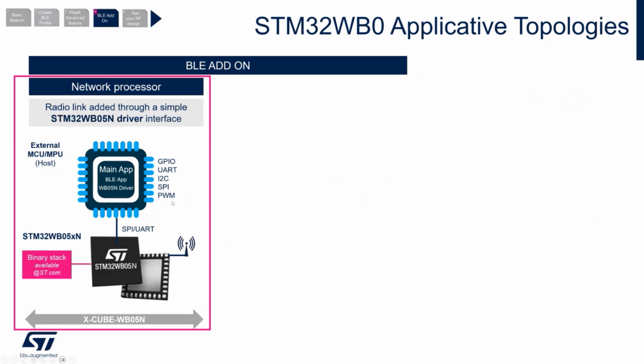Now, we will speak about the network processor. Here, the network processor is a specific part number, WB05N. In this case, this is a kind of black box in the sense that ST delivers you the binary to run on the WB05N. That means you don't have to take care of the firmware running on the WB05N. You don't have to invest on the software side. You simply use it as it is. Of course, we provide the documentation for the UART or SPI communication.